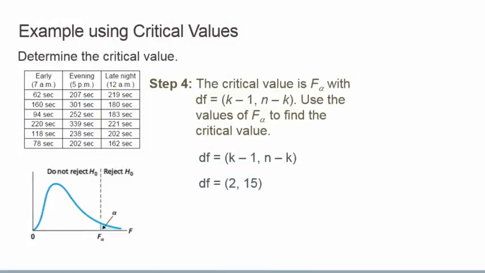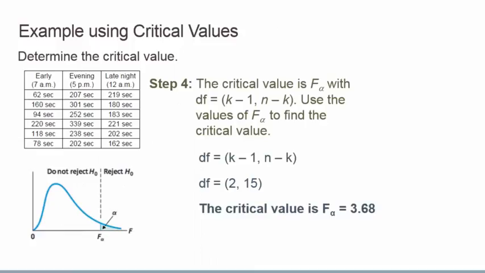So now I want to find my critical value. Going to my table, my first degree of freedom was 2, so I want the column with 2. My second degree of freedom was 15, so I want the row with 15. Next, I need to find alpha, which was 0.05. So my value is 3.68. The critical value is F sub alpha equals 3.68.